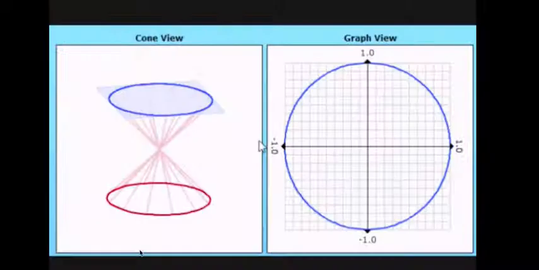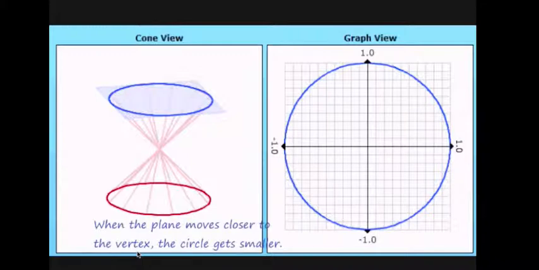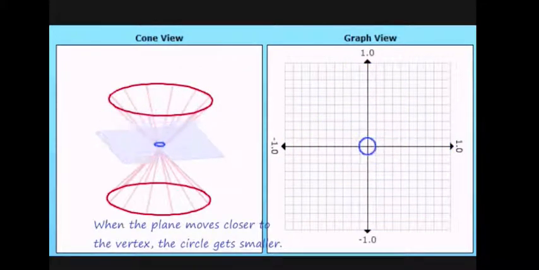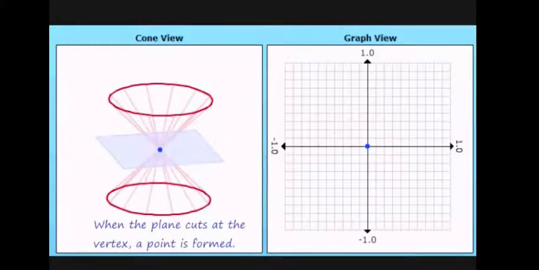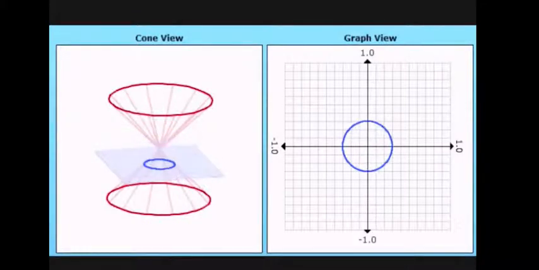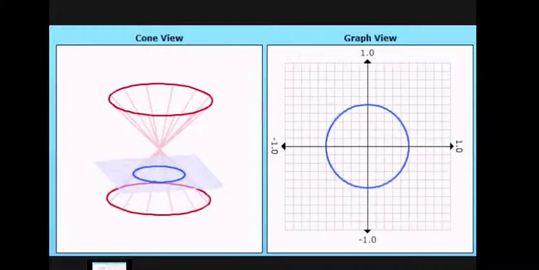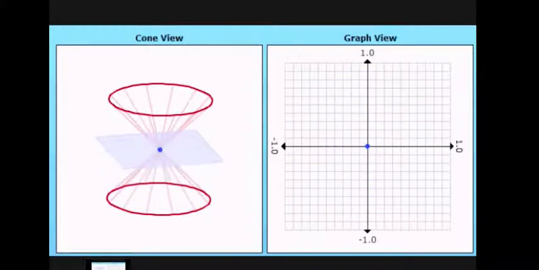So here's a video representation also on the Moodle of this. So we can see on the left-hand side that we have this plane going through the cone, and on the right-hand side is a two-dimensional representation of what it looks like. And we can see that we get that circle from having the plane parallel to the base.